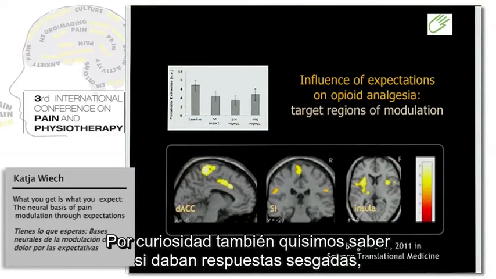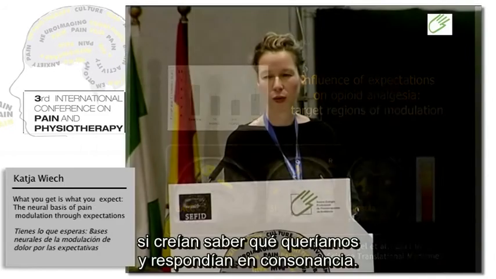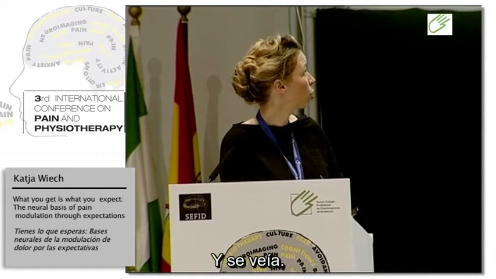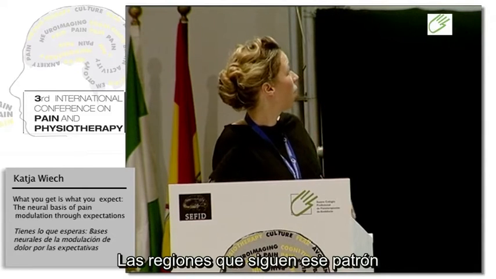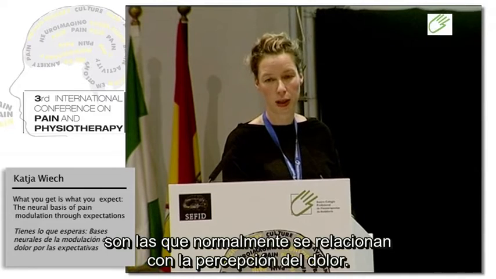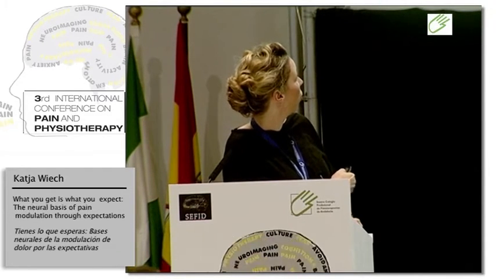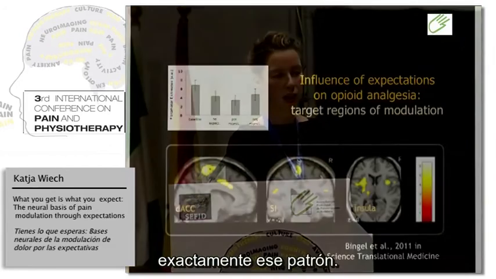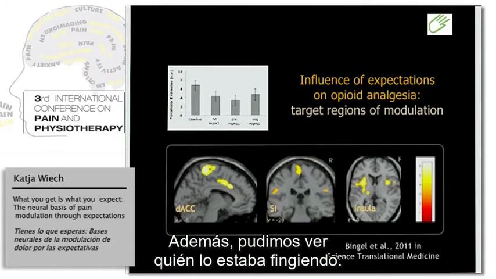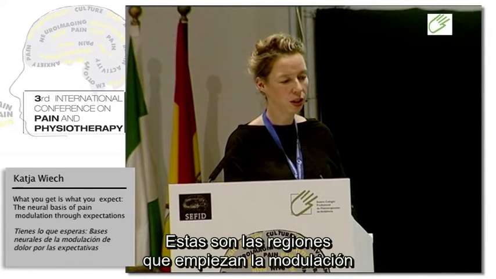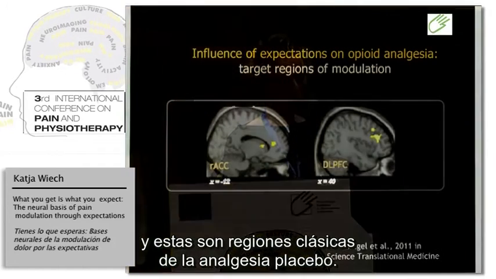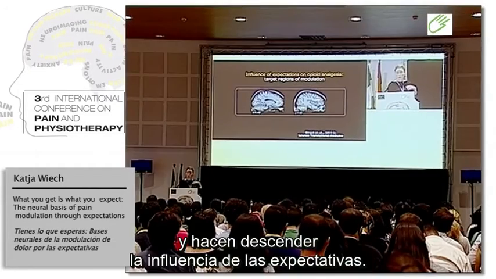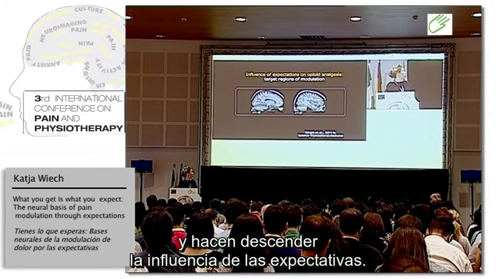And interestingly, we wanted to know then, is that just a report bias? Do people sort of get a story and rate it accordingly? Or is that also something we can see in the brain? And we could. So regions that follow that pattern are exactly those we would normally see related to pain perception. So they showed exactly this drop from here to here and from here to here, and then the increase. All of these classical pain regions followed exactly that pattern. Plus, we could also work out who was orchestrating that. So these are the regions that start the modulation, and these are classical regions we see in placebo analgesia, for instance. So they would initiate this modulation and drive the top-down influence of expectations.